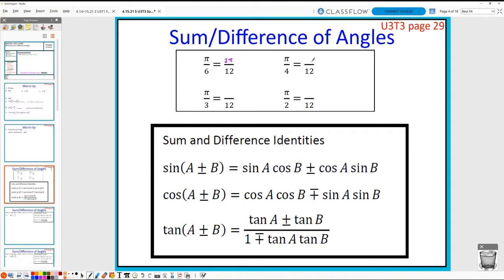Pi over 6 is the same thing as 2 pi over 12. Pi over 4 is the same thing as 3 pi over 12. Pi over 3 is the same thing as 4 pi over 12. And pi over 2 is the same thing as 6 pi over 12.